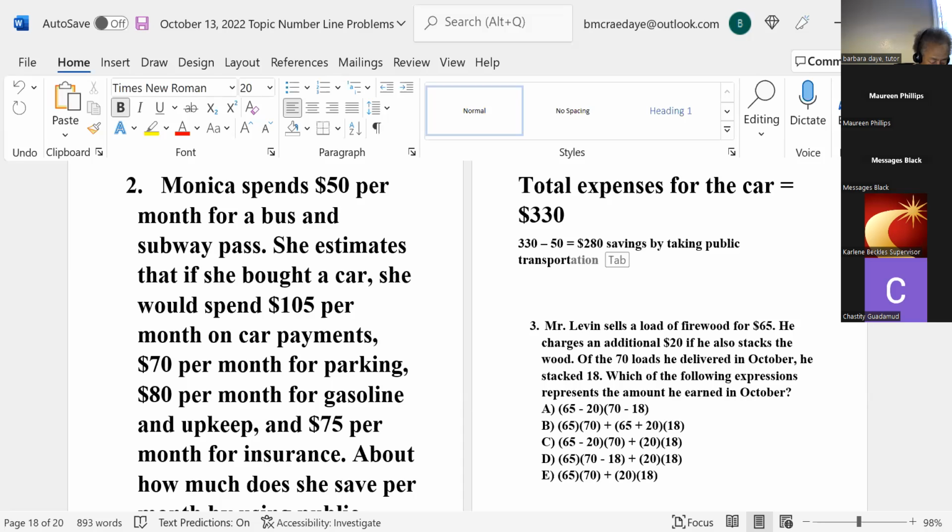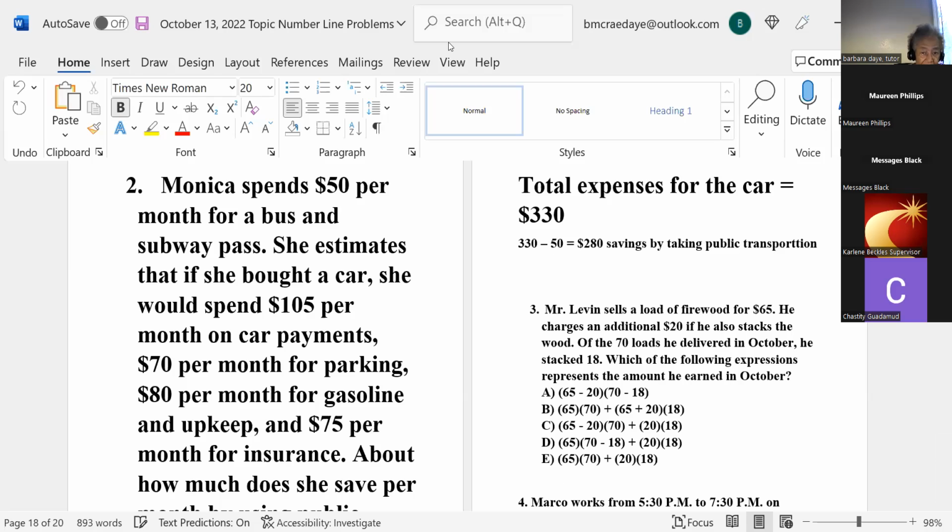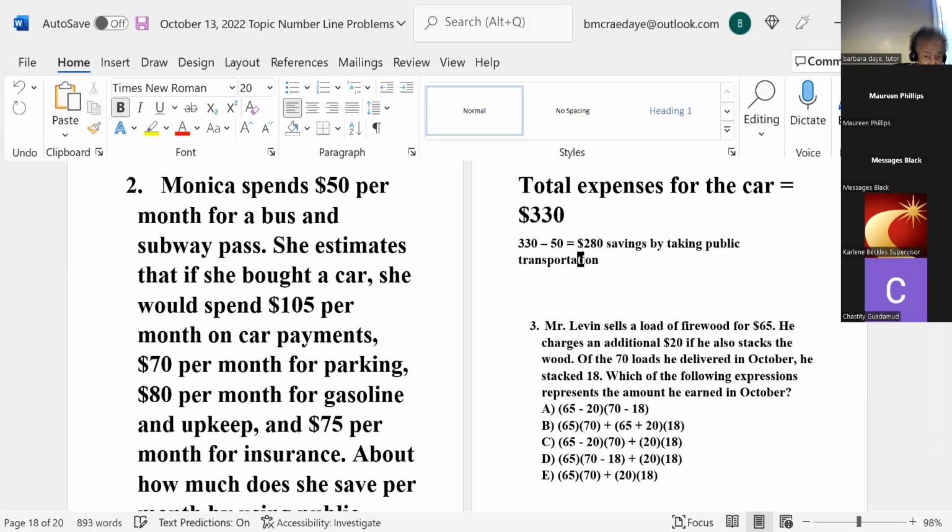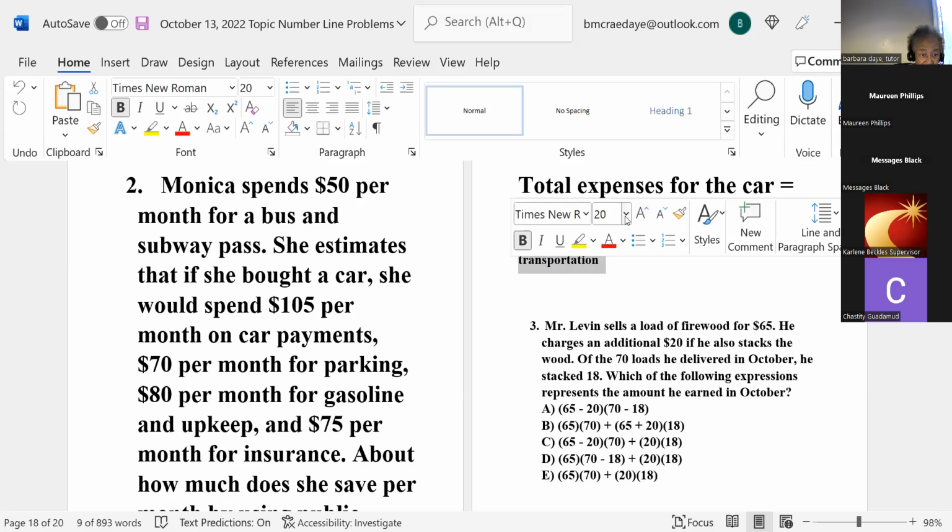So she might as well forget about buying a car then, Miss. It wouldn't make sense, would it? Big difference. Which is why some people stay on the subway or the bus. Oh boy. That's a big expense, right?